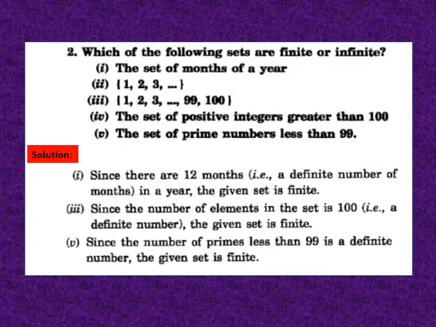Third we have 1, 2, 3, up to 99 and 100. Now since the elements are simply 1 to 100, so 100 elements. Again this number can be counted, so it is a finite set. Fifth one is the set of prime numbers less than 99. So we can simply count the number of prime numbers less than 99. So since that can be counted, it will be a finite set again.